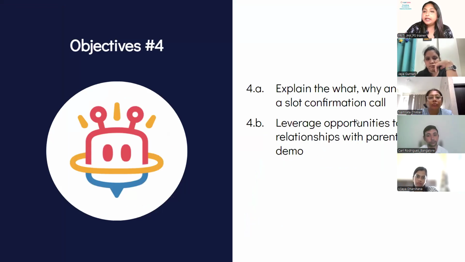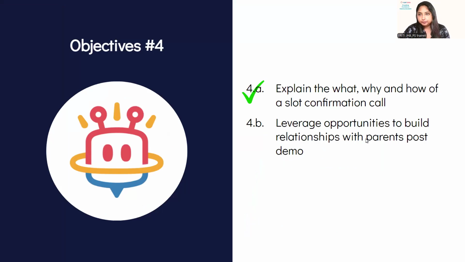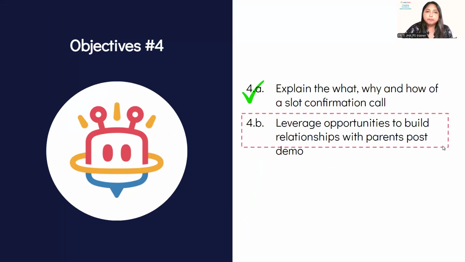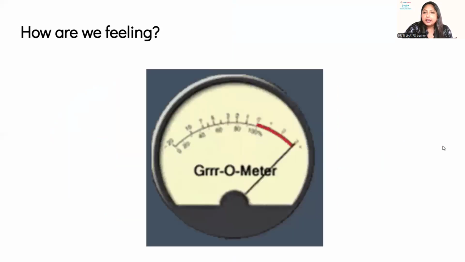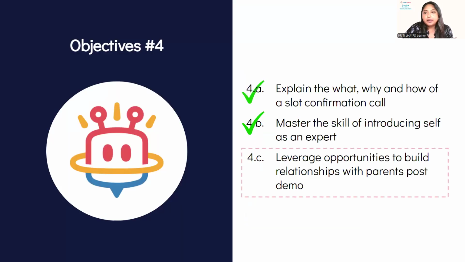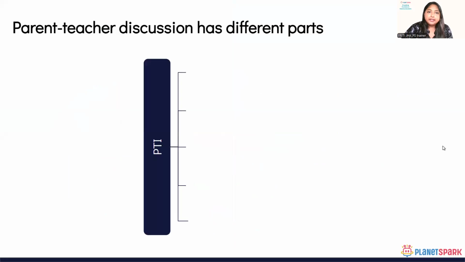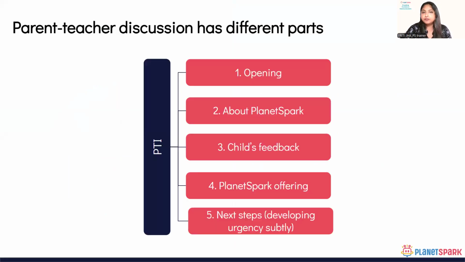So we have already explained the what, why, and how of a slot confirmation call. And now we are going to learn how to leverage the opportunities with parents post demo, to build relationships with them. Now, let's understand the different parts of this parent-teacher interaction. Parent-teacher discussion has, again, 5 parts. So everything is 5, 5, 5.